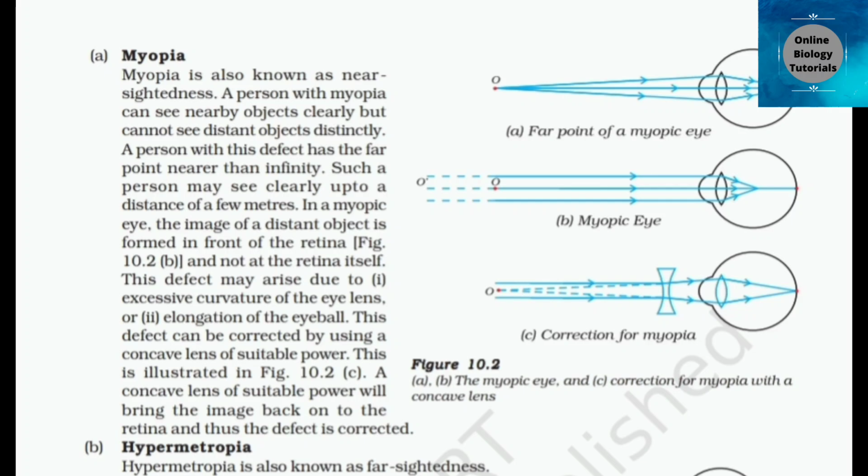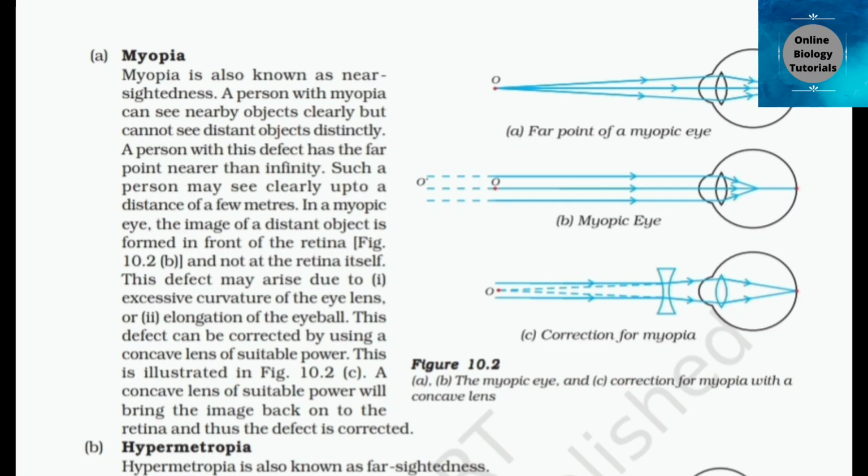In a myopic eye, the image of a distant object is formed in front of the retina, Fig. 10.2b, and not at the retina itself. This defect may arise due to 1. Excessive curvature of the eye lens, or 2. Elongation of the eyeball. This defect can be corrected by using a concave lens of suitable power. This is illustrated in Figure 10.2c.